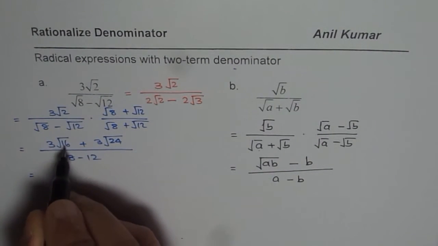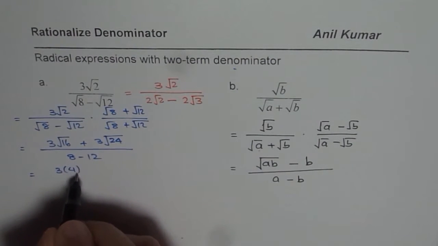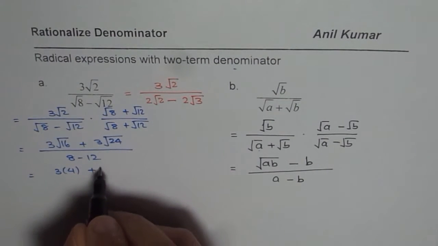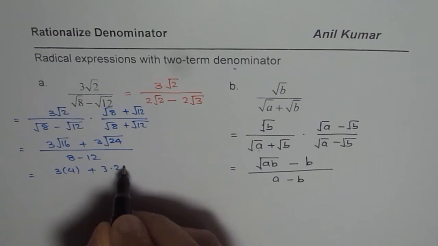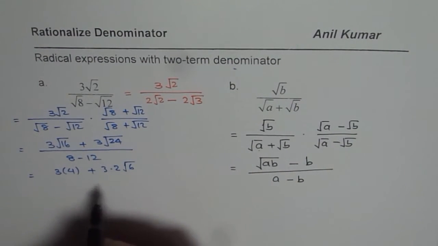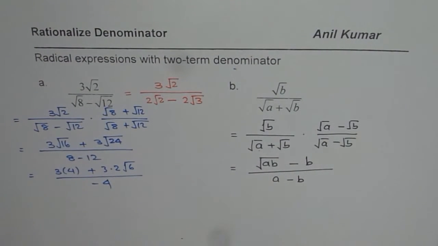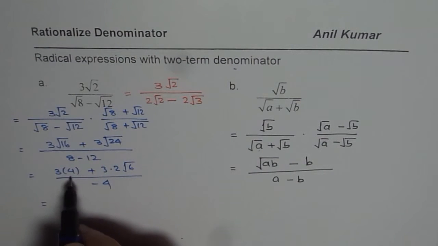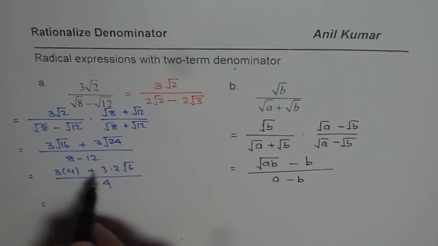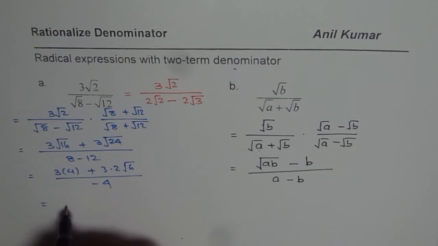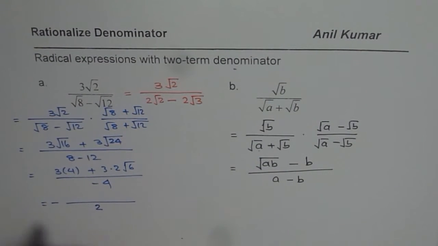Now square root of 16 is 4, so we get 3 times 4, plus square root of 24 could be written as square root of 6 times 4, so 3 times 2 square root of 6, right? And the denominator is minus 4 here, right? Now we could further simplify this. Well, there's no 4 common, but we could divide by 2 at least. So dividing by 2 and then simplifying, we could write this expression as negative. It's better to write negative here, 2 there.